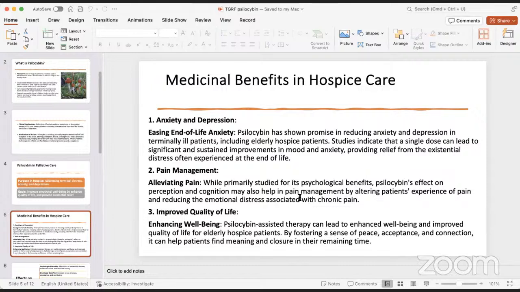And when it comes to improved quality of life, psilocybin-assisted therapy can lead to enhanced well-being and improved quality of life for elderly hospice patients by fostering a sense of peace, acceptance, and connection. It can help patients find meaning and closure in their, unfortunately, remaining short time. That concludes my part of this presentation.